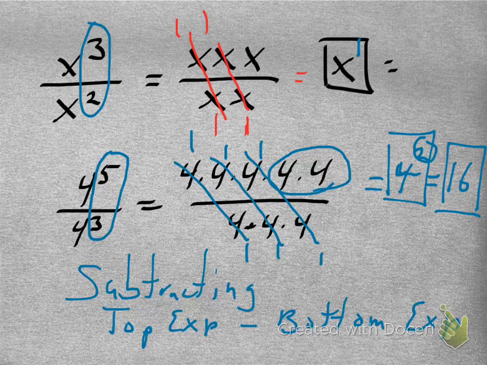Okay? What we're really getting is x to the 3 minus 2 power, which is x to the first. And down here, we're really taking 4 to the fifth power, and we're subtracting 3. 4 to the 5 minus 3, and we know that 5 minus 3 is 2. That's it. All right, now, when we put this together and we did multiplication last night, it wasn't too terrible, okay? It's going to be a little harder when we're doing division.